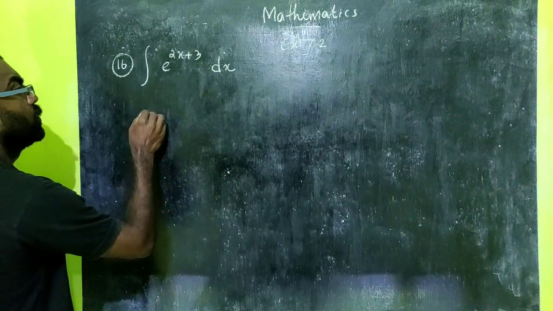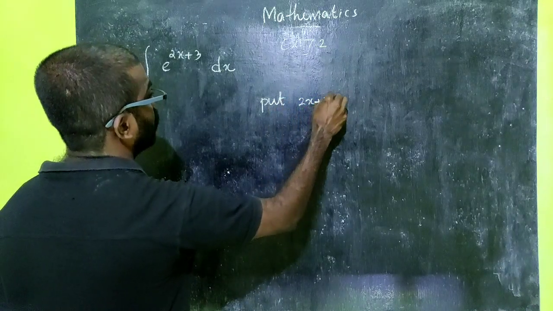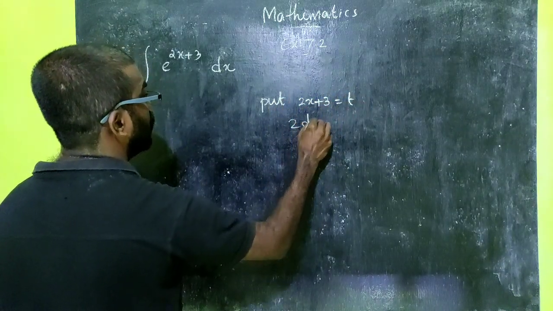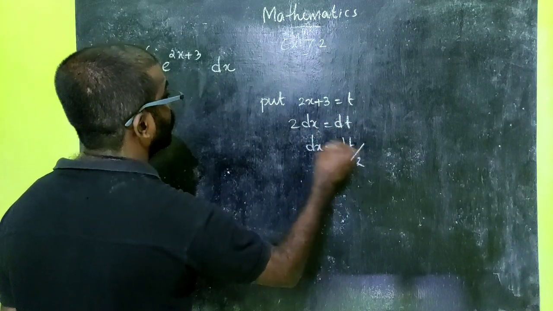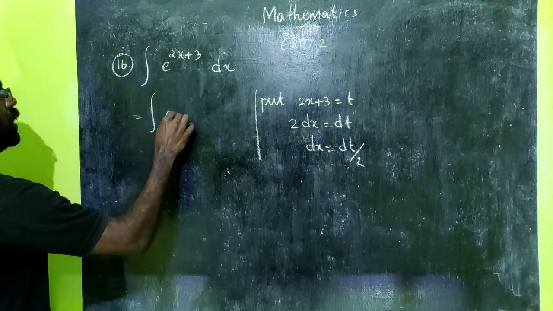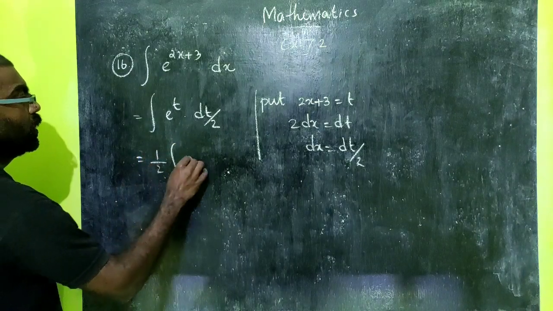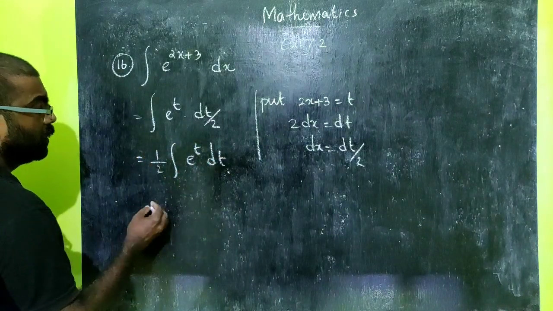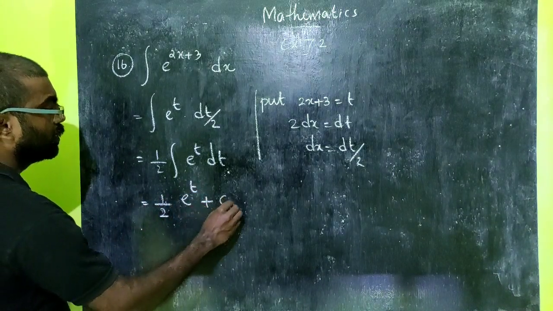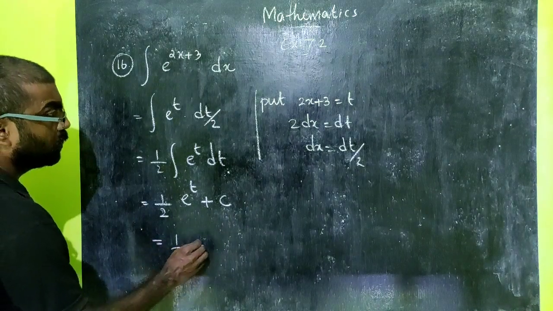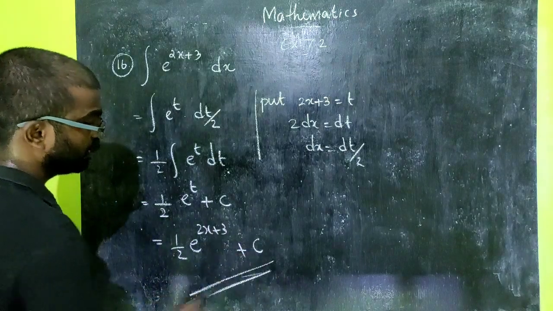Next is integral e raised to 2x plus 3 dx. Here we can put 2x plus 3 as t. So 2 dx is equal to dt or dx is equal to dt by 2. Okay. So integral e raised to t into dt by 2. That is 1 by 2 into integral e raised to t dt. Integral of e raised to t is e raised to t itself. So e raised to t plus c. That is 1 by 2 into e raised to 2x plus 3 plus c. Okay.